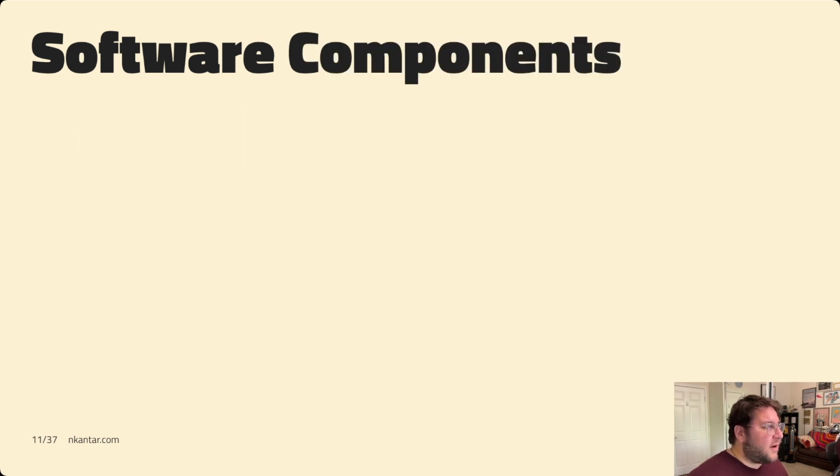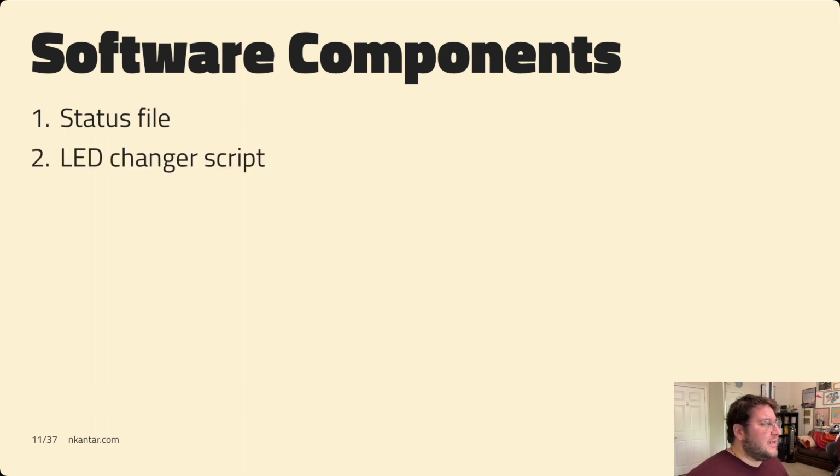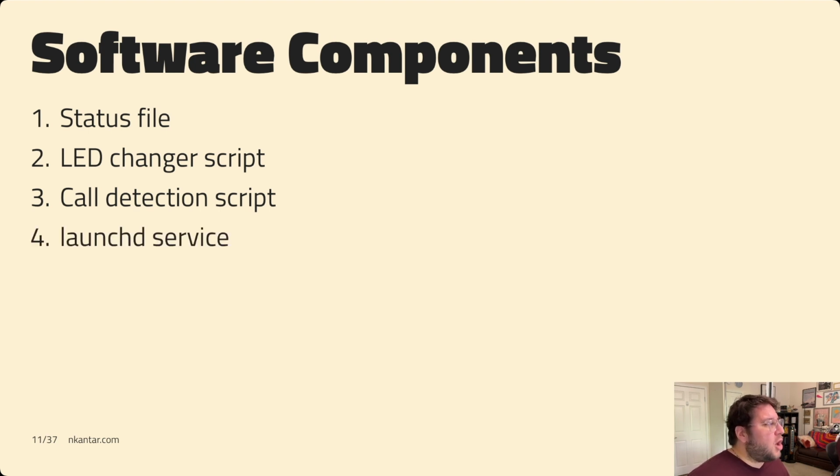The components of the software are fourfold. The first one is a status file, which is a file that's going to contain a 0 if there's no call, and a 1 if there is an active call. There is an LED changer script, which will change the colors of the LEDs on the device based on the status file. There's a call detection script, which will be running on your machine, figuring out if there's an active call and making changes to the status file. And finally, a LaunchD service, which will ensure that the call detection script is running continuously.